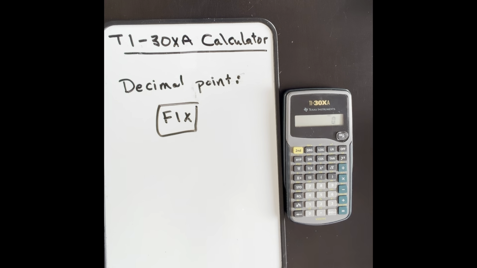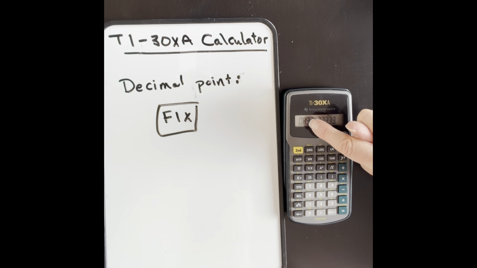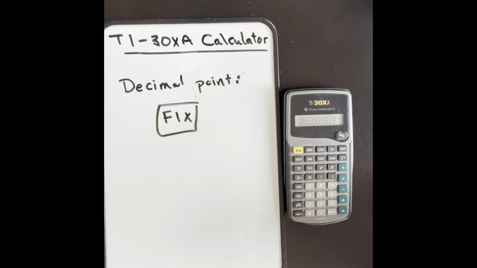The default setting for the decimal point on this calculator is a floating decimal point. So it moves depending on how large or how small your value is. So for example, if I went 5 divided by 6 equals, the decimal point moves way over here so it can show as many digits after the decimal point as possible.